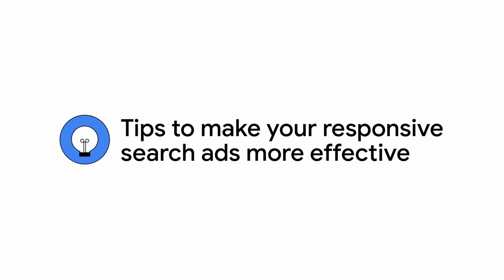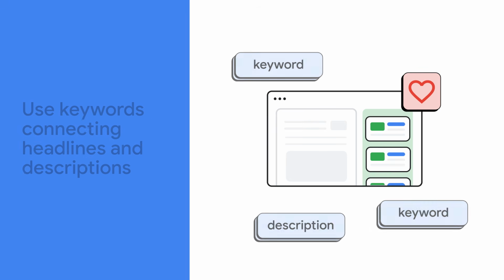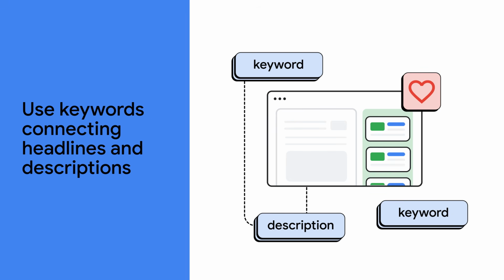Here are some tips to make your responsive search ads more effective. Craft genuine messaging that focuses on the benefits you provide to the user. Use keywords on your headline and description that tie these all together. This way, users will know your ad is relevant to what they are looking for.